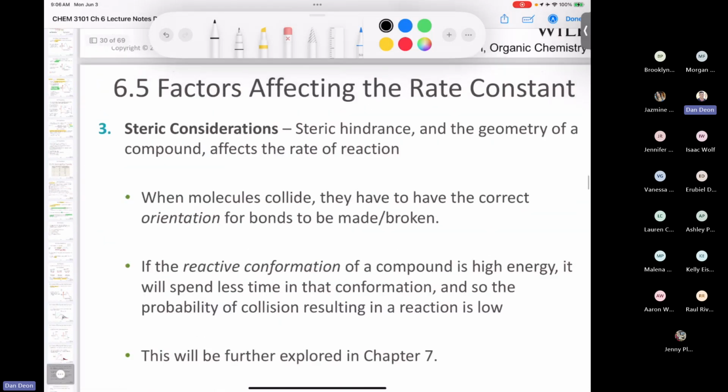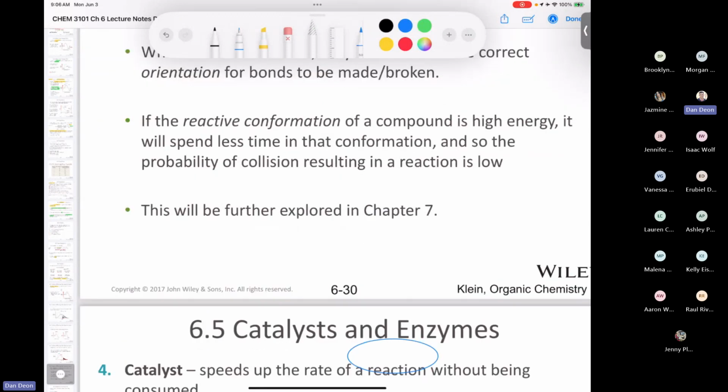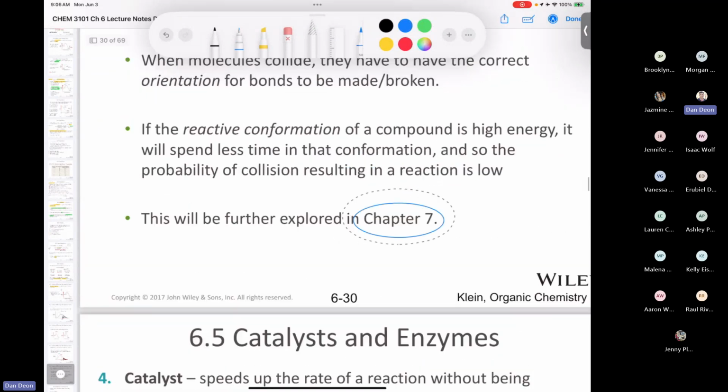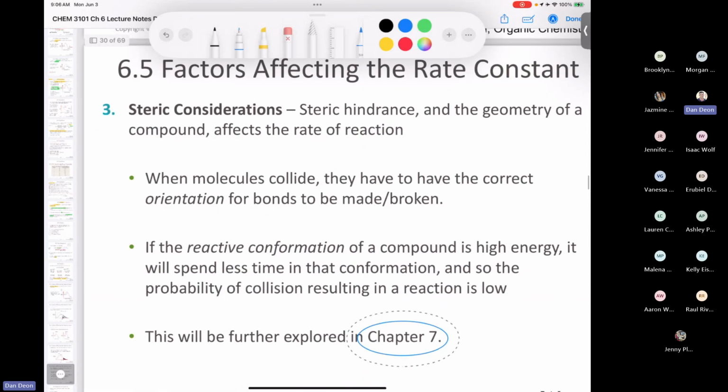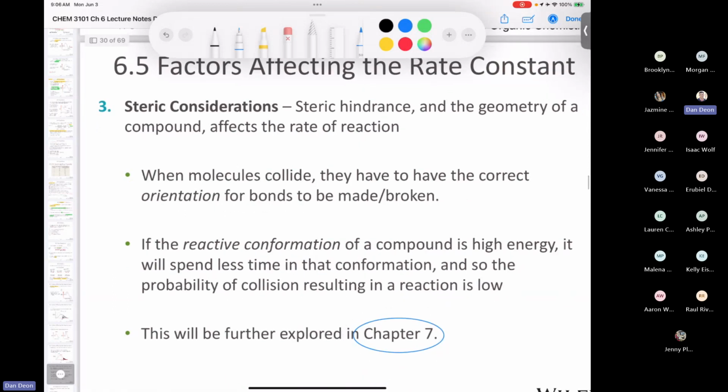Now, what about sterics? This is something that we're going to cover in more detail in chapter 7, so I'm not going to stress about this a ton right now. This is going to be covered in detail in chapter 7, but just follow along with me on the slide.